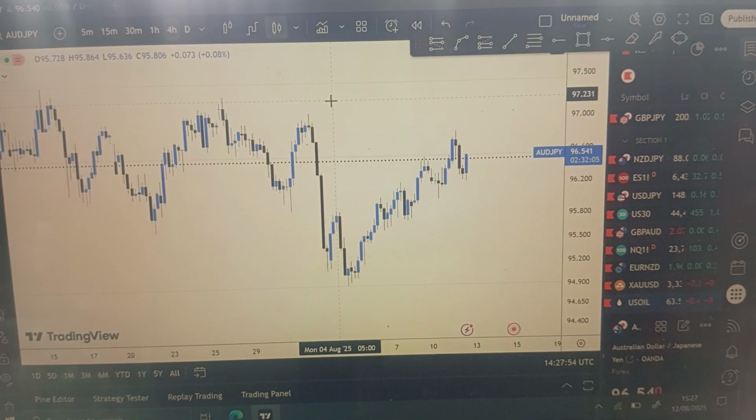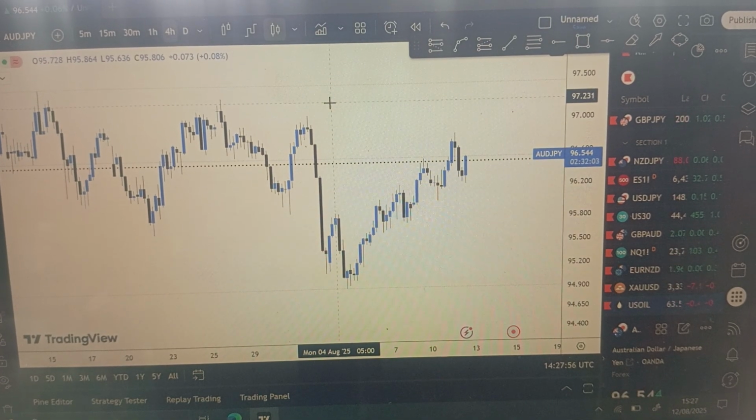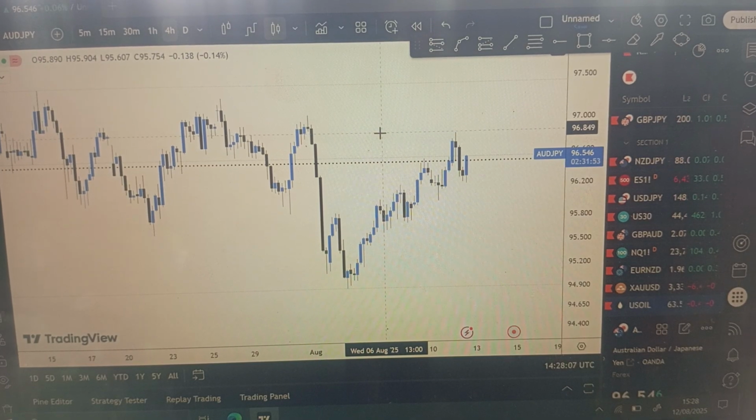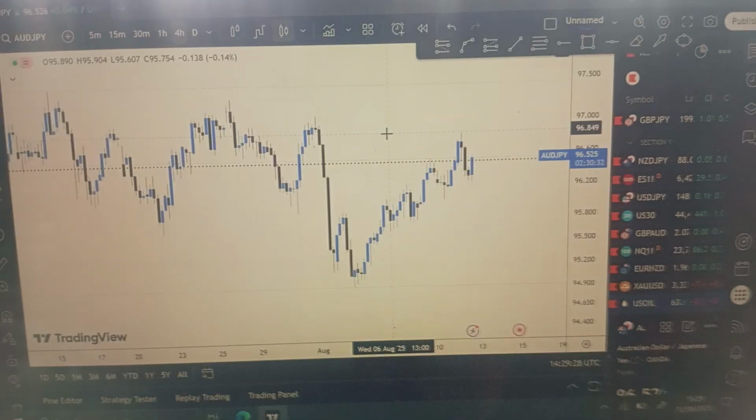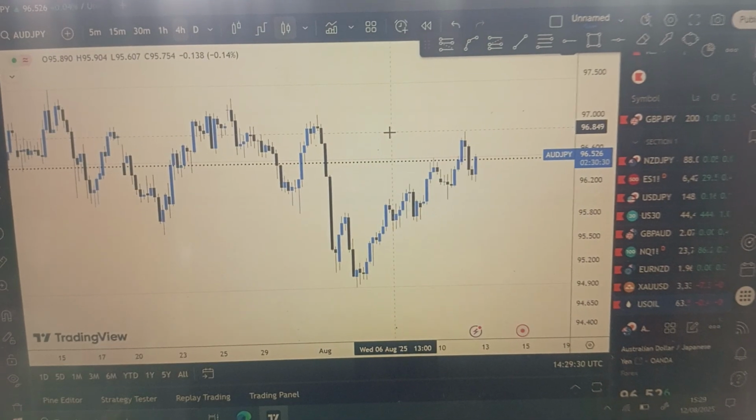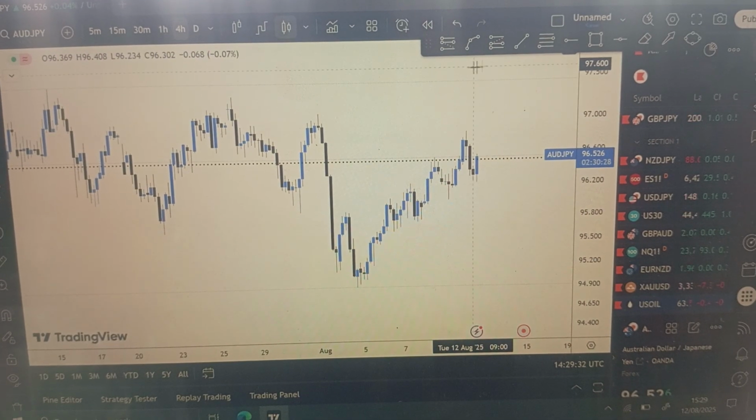AUDJPY on the 4 hour time frame, I just want to break down forex in my little understanding. Okay, let's just not complicate this whole stuff. Let's start from the 4 hour time frame. Okay, so it's on the 4 hour time frame.